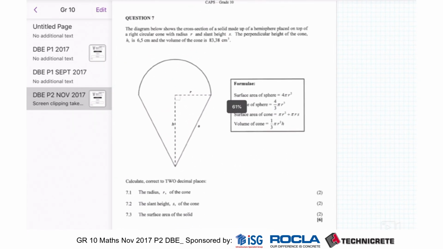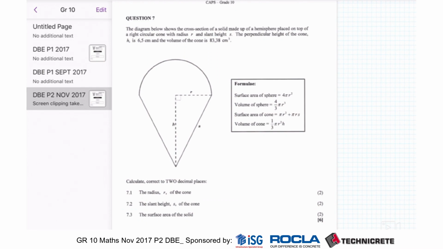Okay, we're now moving on to the next section, which is surface geometry. Trig is a very big part of the paper and geometry. So it says the diagram below shows a cross section of a solid made up of a hemisphere that is loaded on top of a circular cone. That is a very important point. So we've got two shapes. We've got a hemisphere, and then we've also got the cone. So make sure that you understand and remember that we've got two shapes. Okay, the hemisphere and the cone.